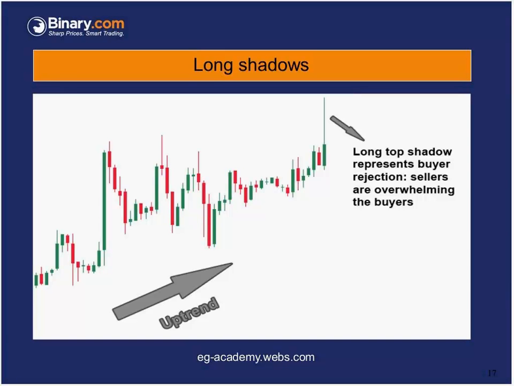Here is an example. We entered into a buy trade a few days ago, and the market has been on an uptrend. We are currently in the money. Suddenly, we see a long top shadow right at the top of the market. Do you see how fast the price dropped?